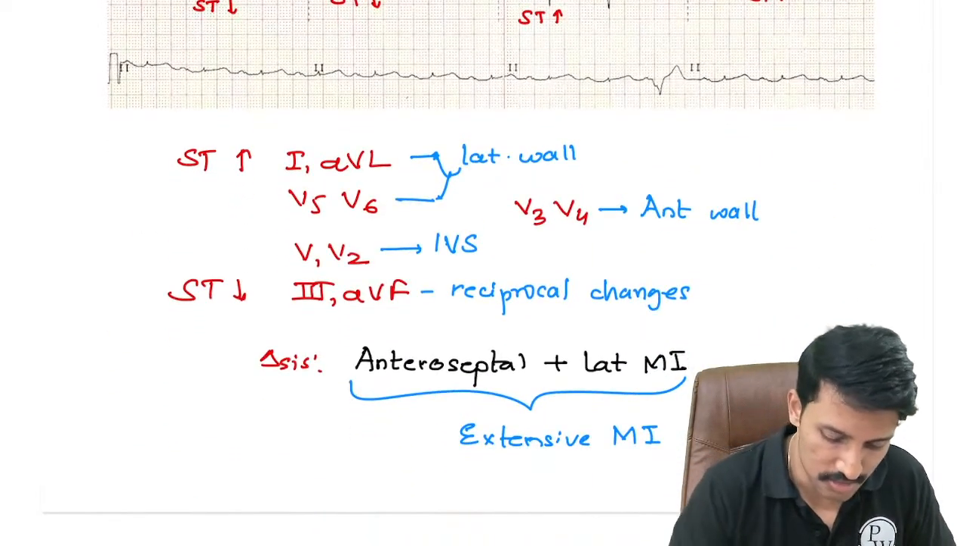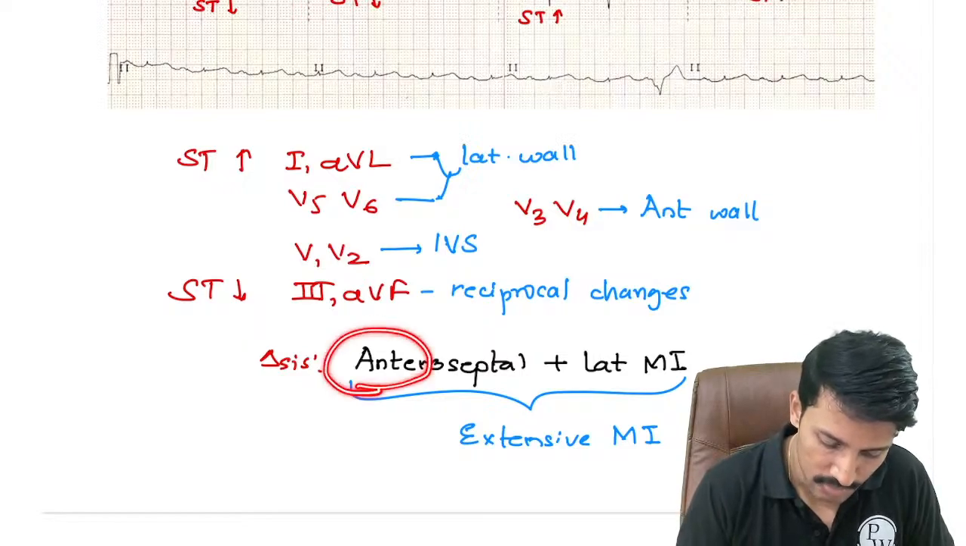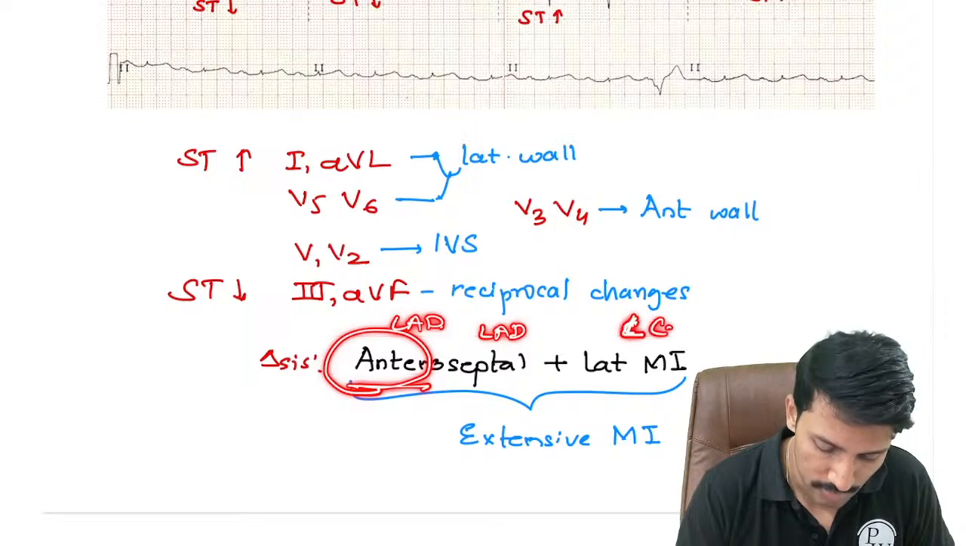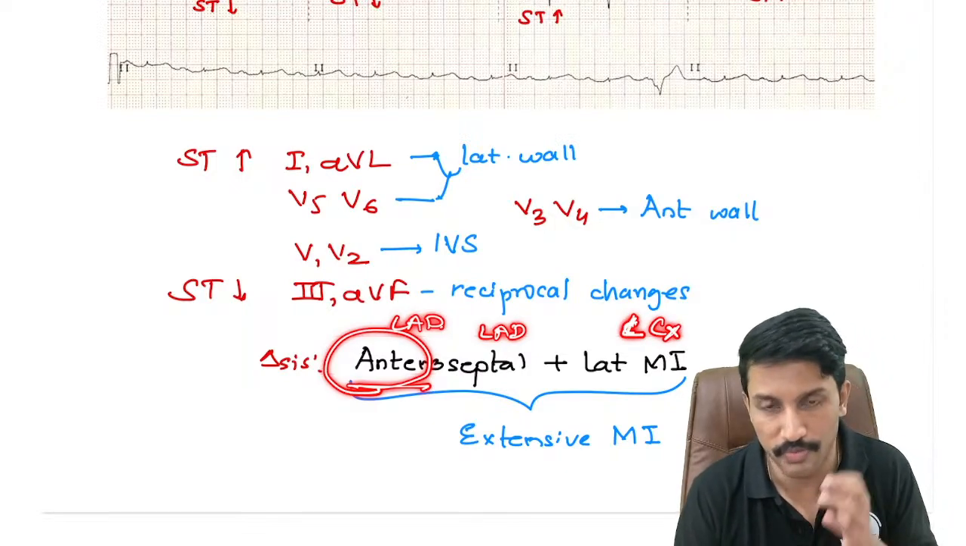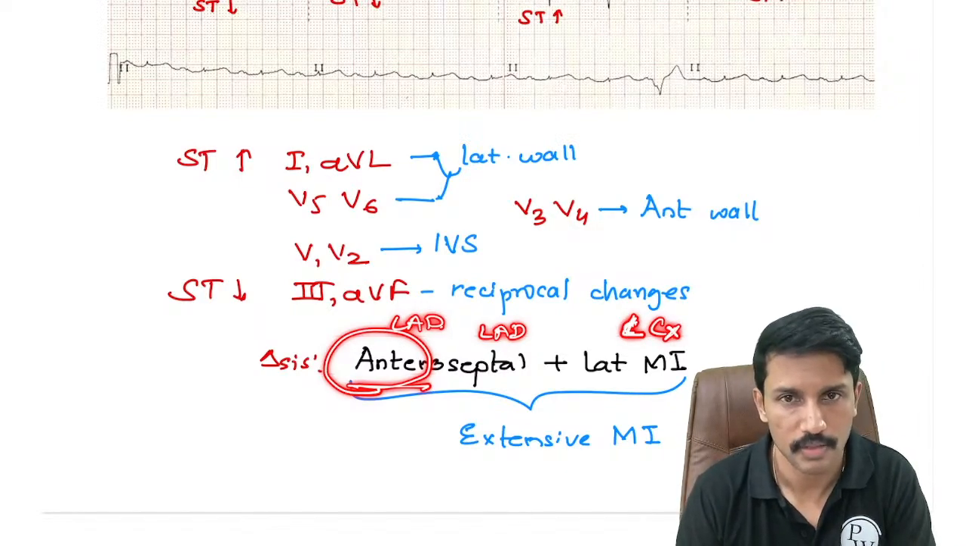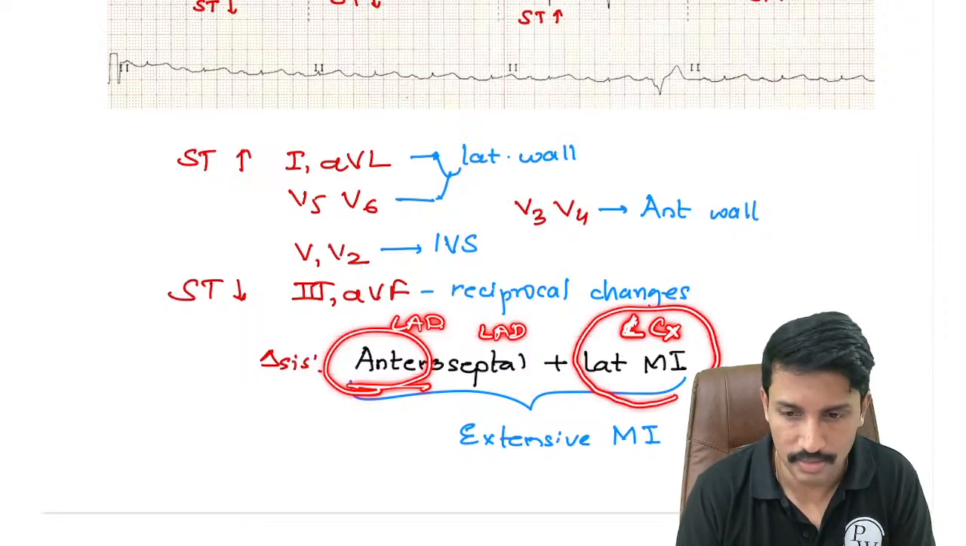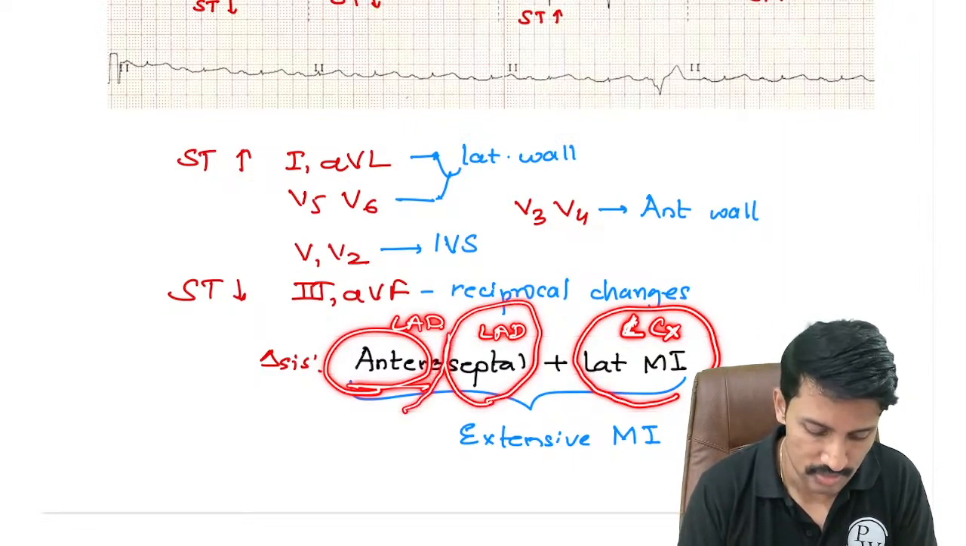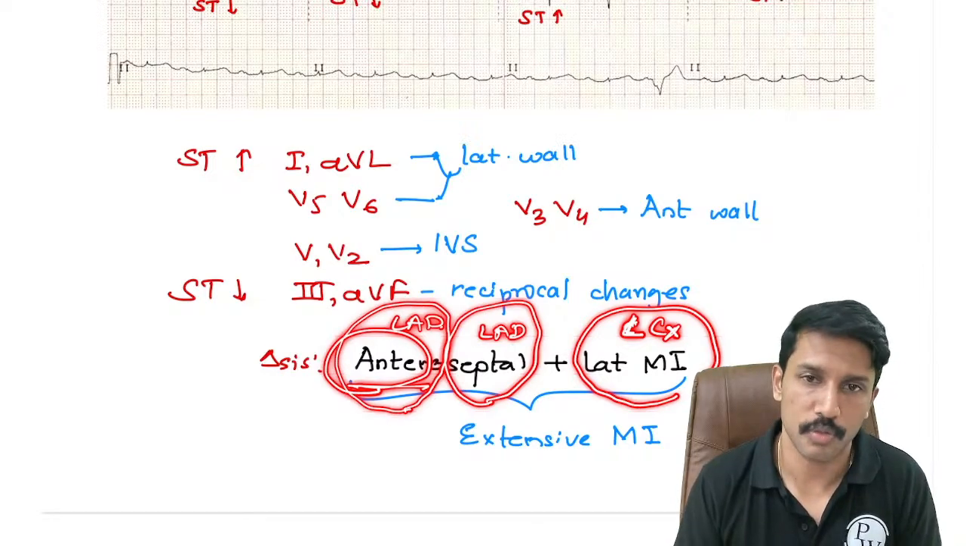Okay. Now in this ECG, the anterior wall is affected. What is the main blood supply to the anterior wall? It is LAD. The septum is also getting LAD, and the lateral wall is getting blood supply from the left circumflex artery. So now you should tell me where is the block. Because to cause a lateral wall MI, the circumflex should be blocked. To cause a septal MI, LAD should be blocked. To cause an anterior wall MI, LAD should be blocked.